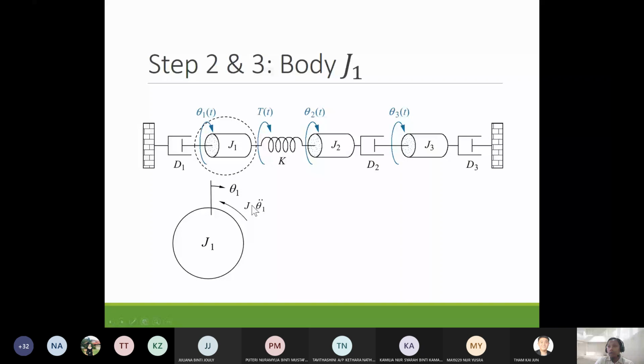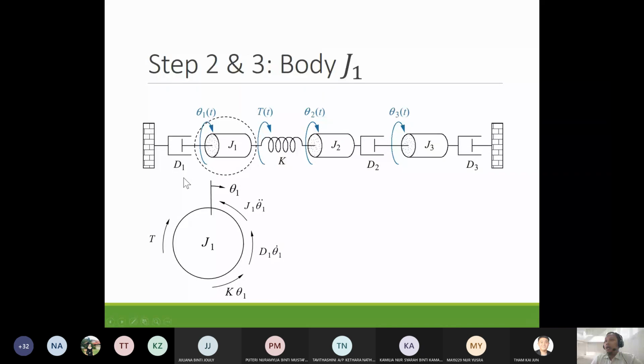So on J1 we have the inertia because it has mass J1 here. So we have one torque that is counterclockwise, J1 theta 1 double dot. And then on J1 we have one damper D1 and one spring K connected to J1. So we have to consider the force from D1 theta 1 dot and also K theta 1. So these forces are counterclockwise, the torques.